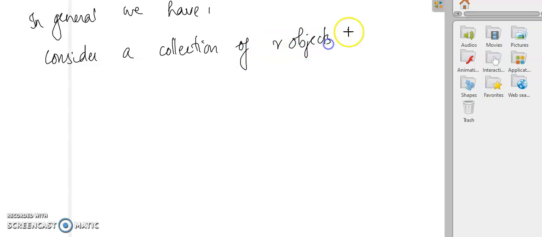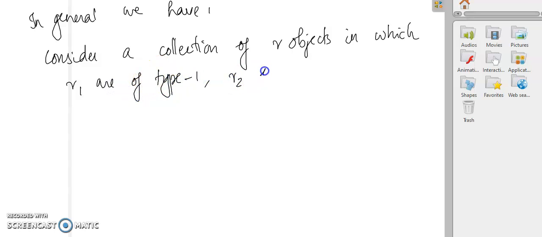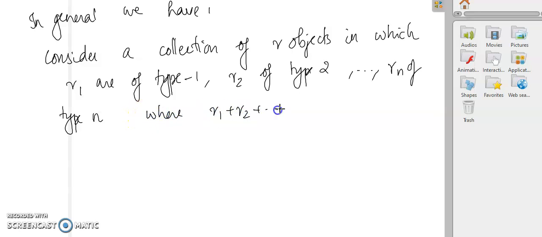So consider a collection of R objects in which R1 are of type 1, R2 of type 2, etc., Rn of type n, where R1 plus R2 plus etc. Rn is equal to R. So that is R. Here you have a total of R objects.